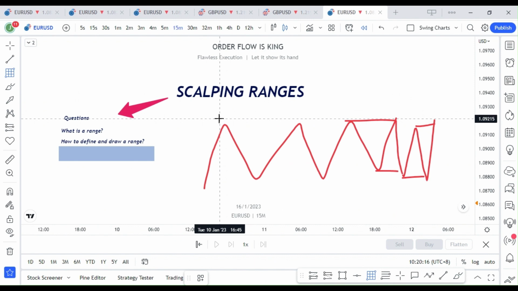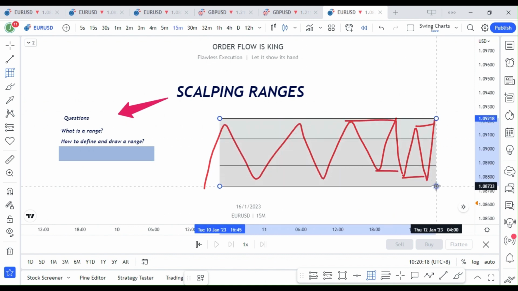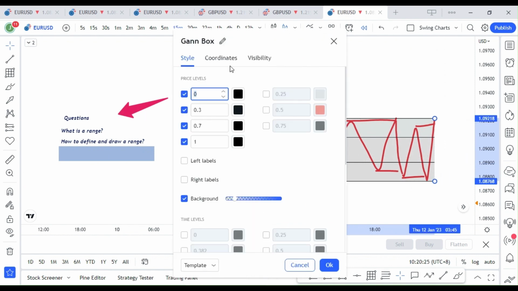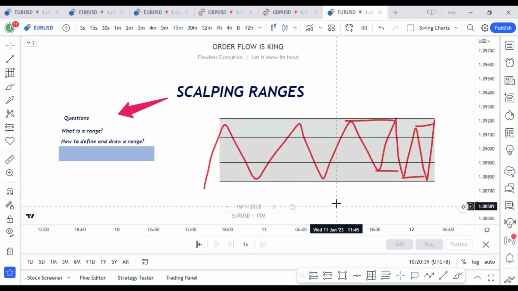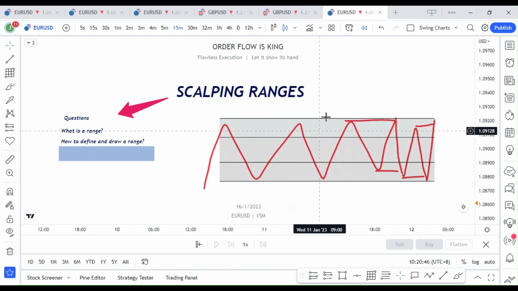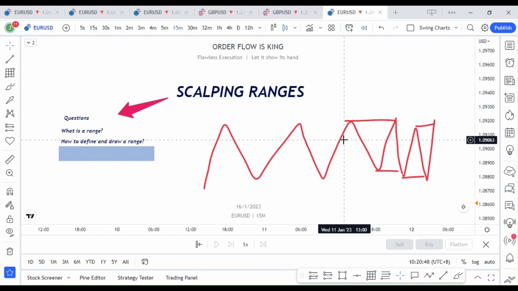And how do we draw a range? Simply, we'll use a tool called a Gann box, and we'll draw it from the highest point to the lowest point, something like this, right? And the settings for my Gann box are this. You want to do 0, 0.3, 0.7, and 1. Now, I usually like to have the background off, but for the sake of this video, I will put the background on just to make it a little bit easier for the eyes to see. So this is how we draw our range, right? From the highest point to the lowest point.